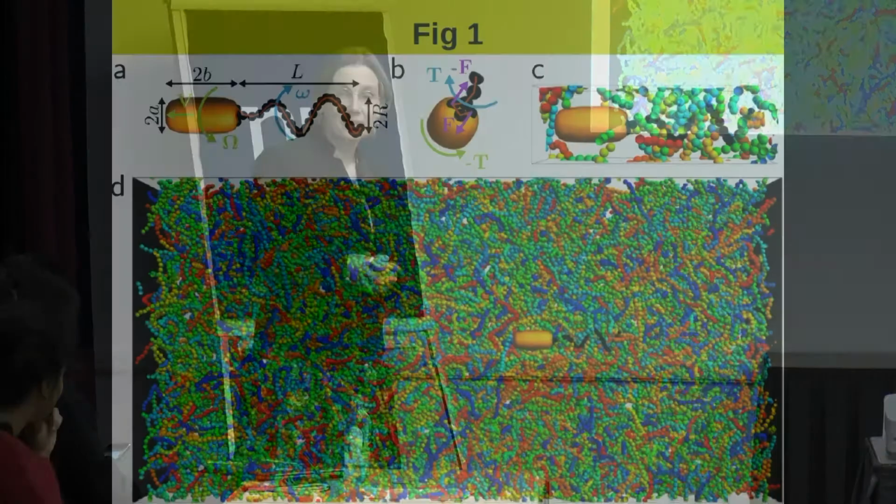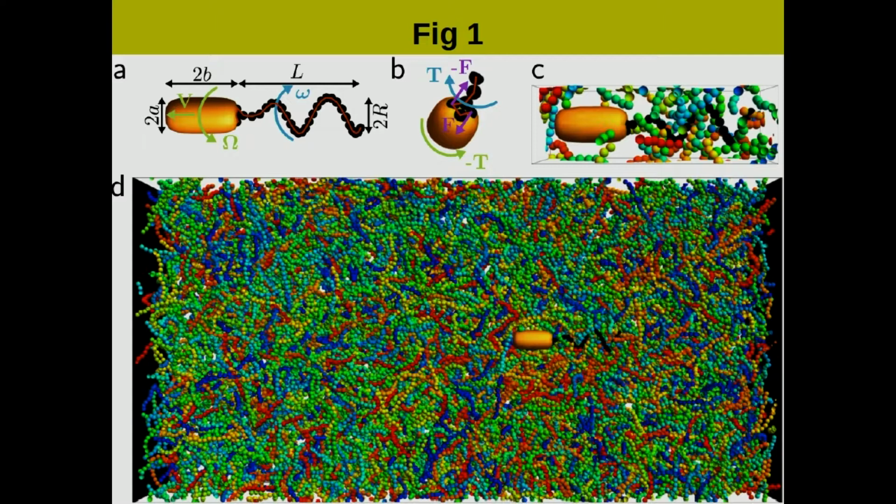And this is what they look like. This is the real size and how many polymers are in there. And that shows you that I think we're not going to get terrible boundary effects in these sorts of things.